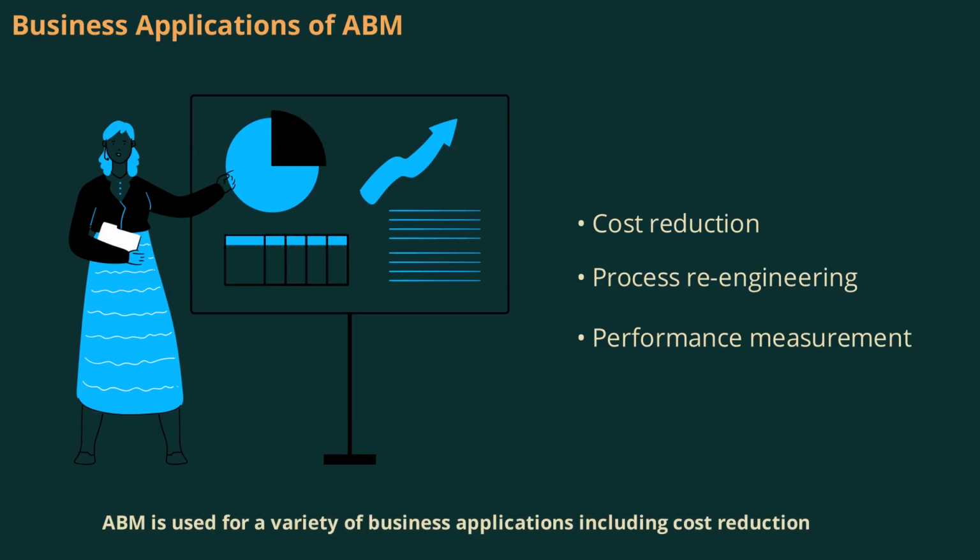ABM is used for a variety of business applications, including cost reduction, activity-based budgeting, business process re-engineering, benchmarking, and performance measurement. Each application leverages activity-based insights to streamline operations, improve quality, reduce costs, and foster innovation. By focusing on activity, organizations can better satisfy customer needs while using fewer resources.